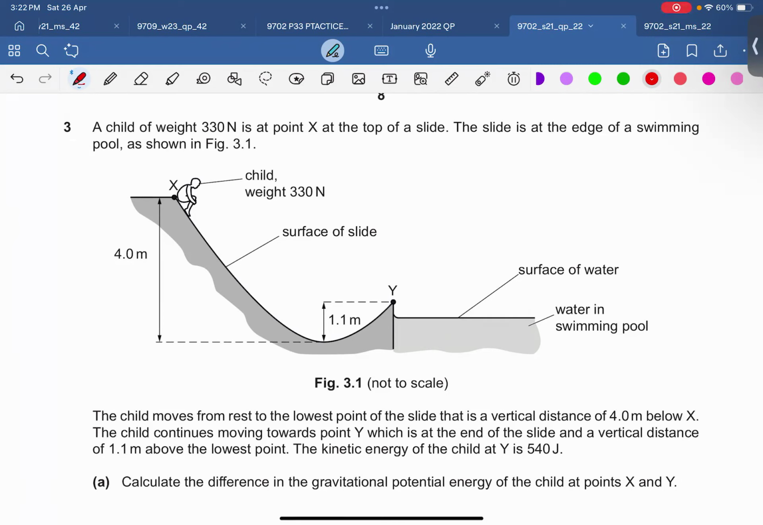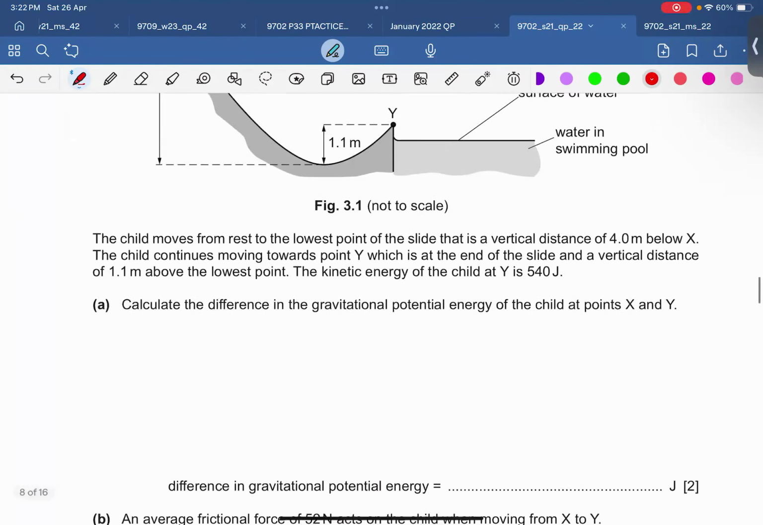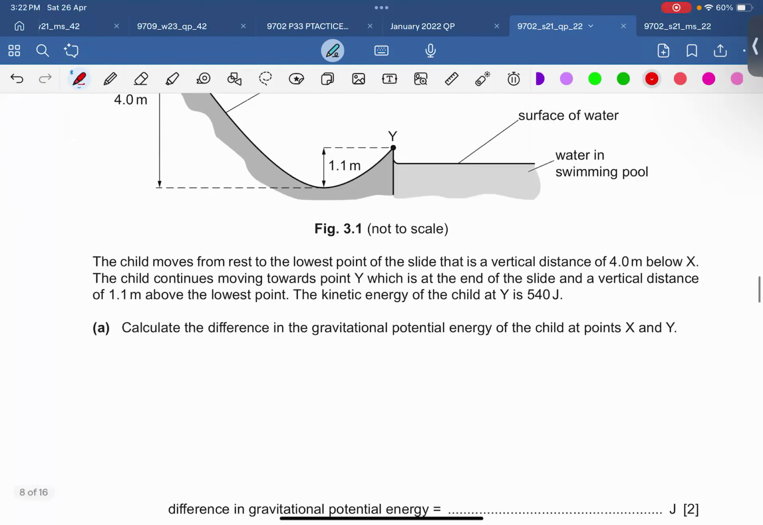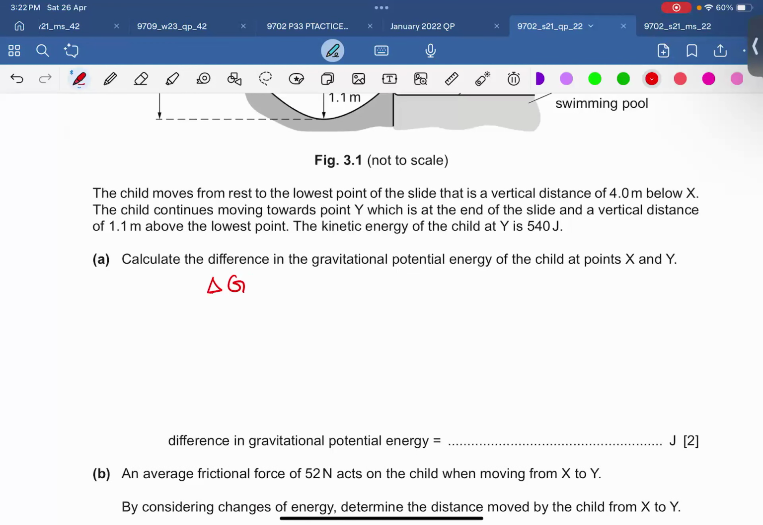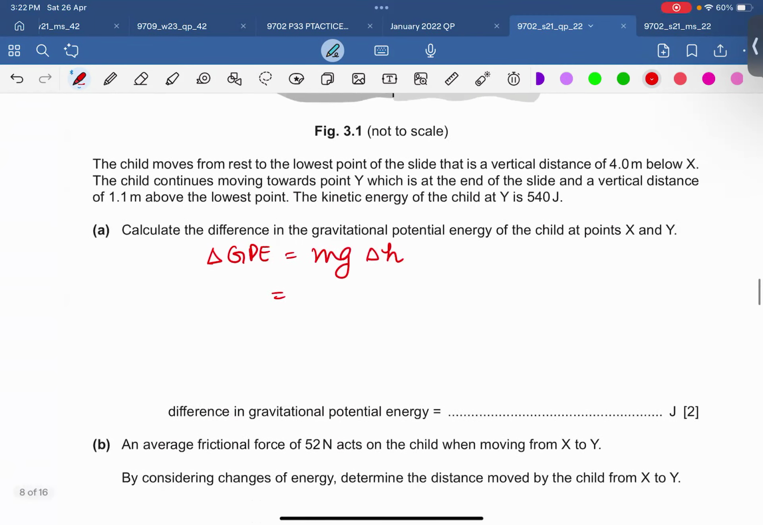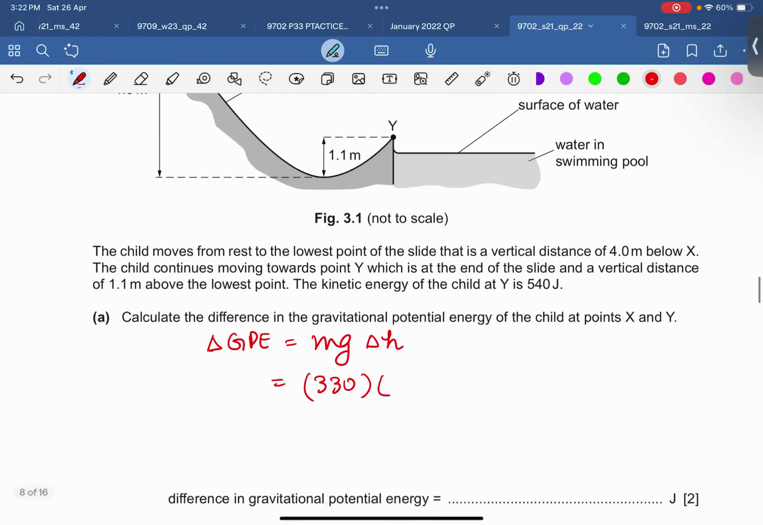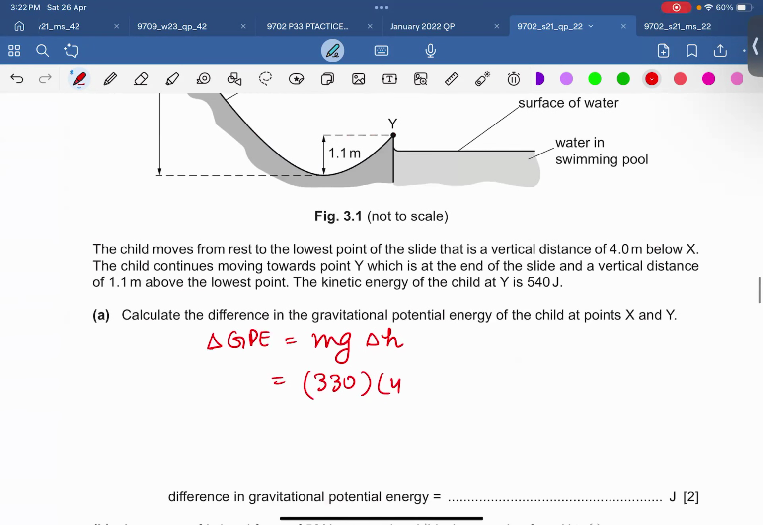So you can find the GPE at X, the GPE at Y, and then subtract, or you can just do the difference in GPE, which would be mg times the change in height. What's the mass, by the way? The weight of the child is given as 330 newtons. And then the h is 4 minus 1.1. How much?